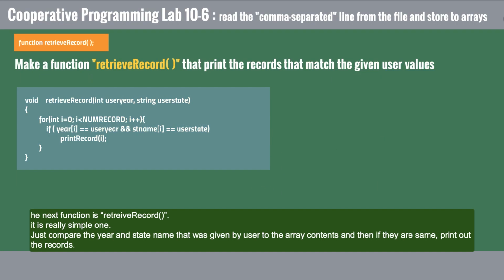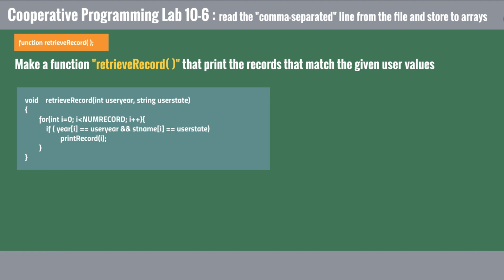The next function is retrieve record. It's a really simple one. Just compare the year and state name that were given by the user to the array contents, and then if they are the same, just print out the records.